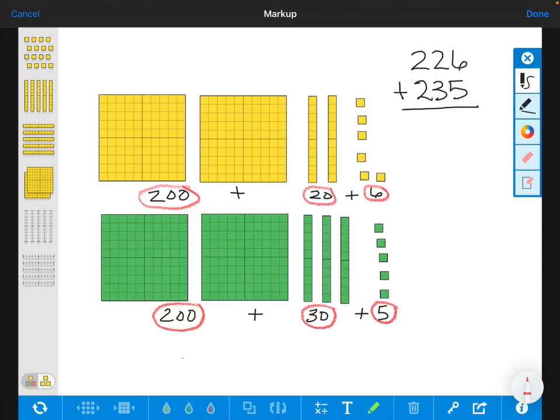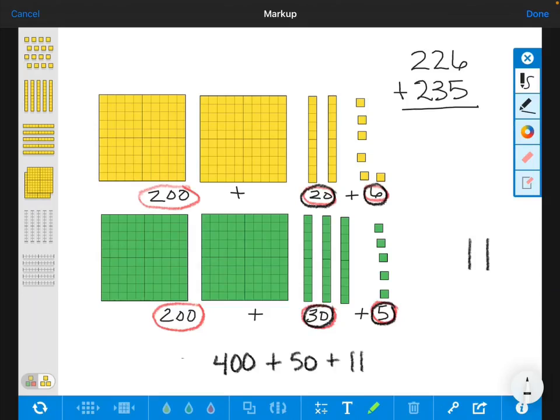So the first thing I want to do is add my hundreds together. If I have 200 plus 200, that is going to give me 400, and I'm just going to write it here. So 200 plus 200 is 400. 20 plus 30 equals 50, right? And then 6 plus 5 equals 11. All right, so the 6 and the 5 equaling 11, that's the place that's going to make us do some regrouping.